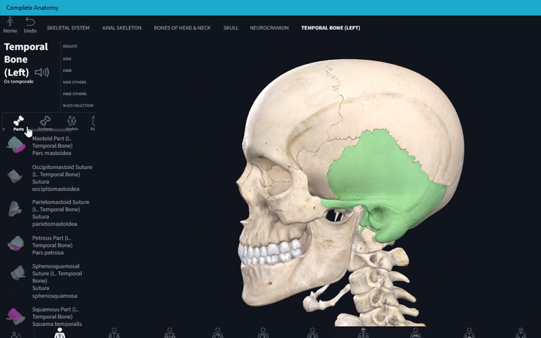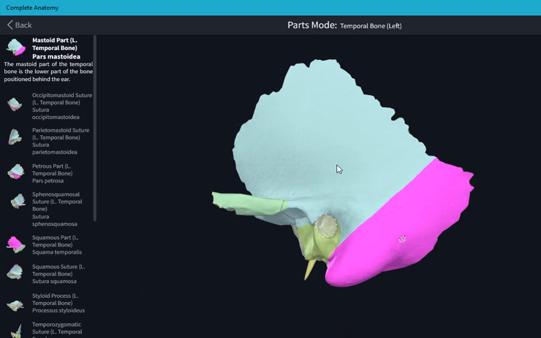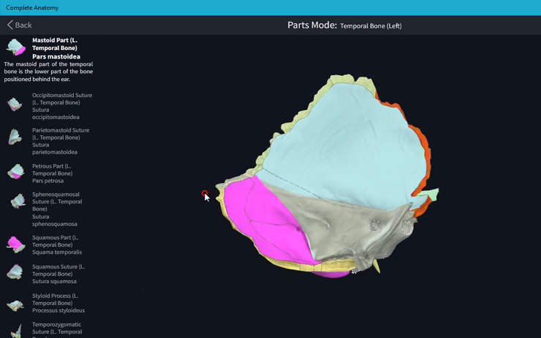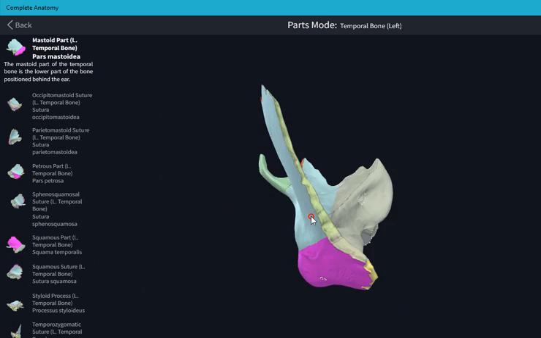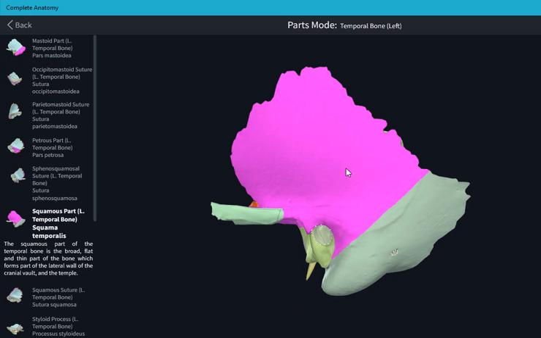So the temporal bone, we have the different parts. Let's take the temporal bone. We see that the temporal bone is a much more complex bone. At this portion here, we have the squamous part of the temporal bone. This portion here is going to be called the squamous part of the temporal bone.